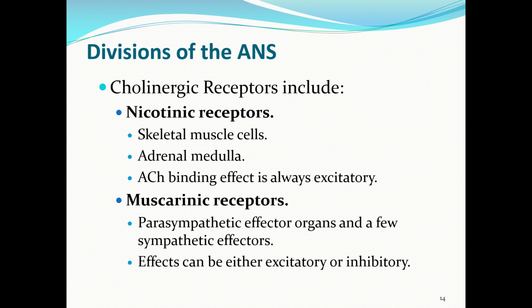The muscarinic receptor is found in the parasympathetic effector organs and a few sympathetic effectors, as I had mentioned earlier. There's a few sympathetic effectors that will respond to acetylcholine. And so the effects of the muscarinic receptors are either excitatory or inhibitory.